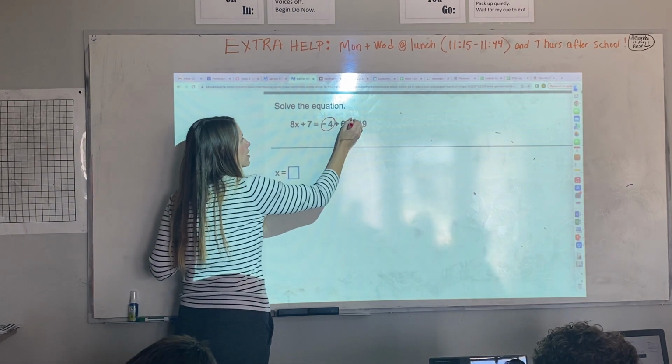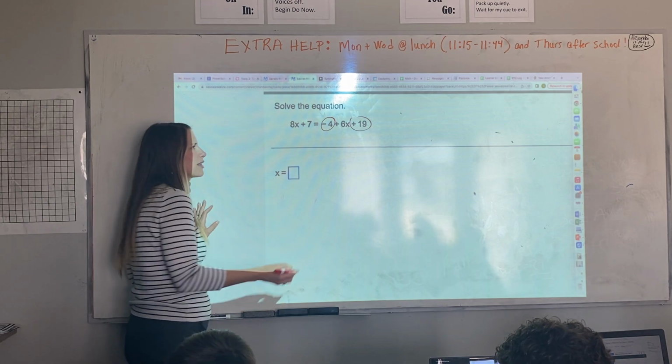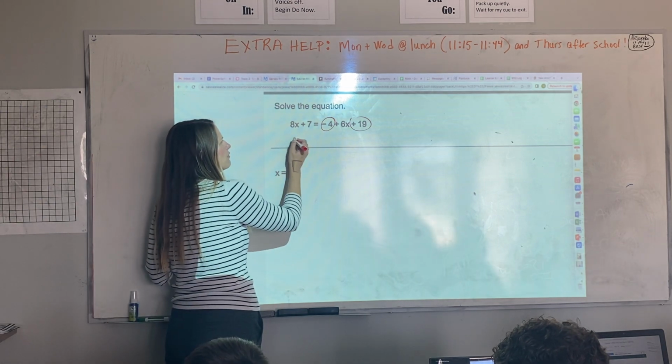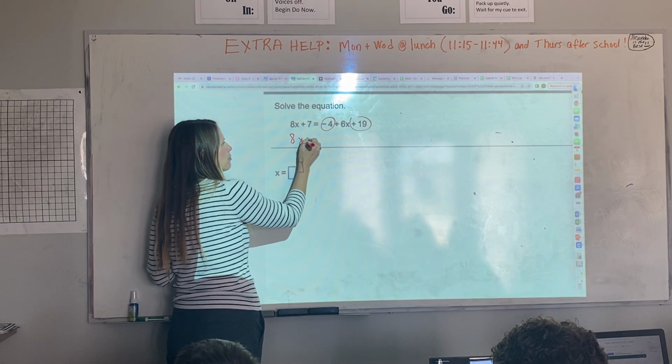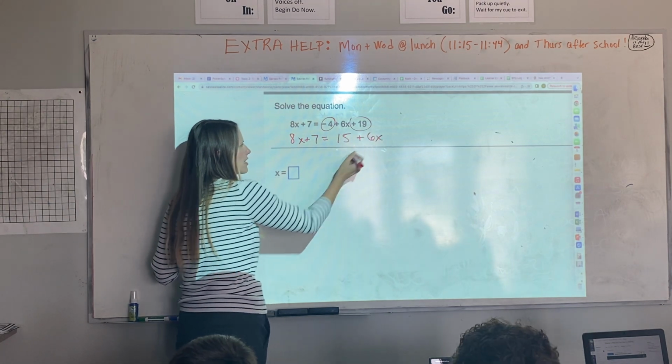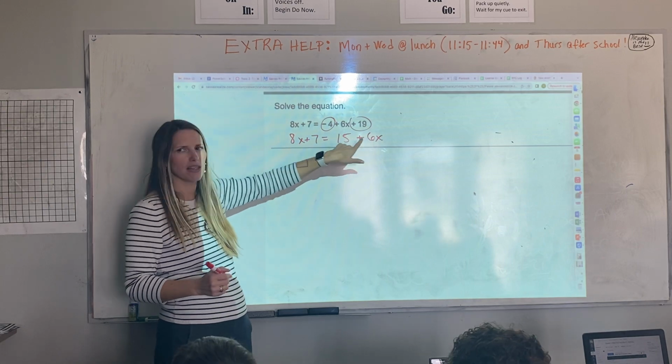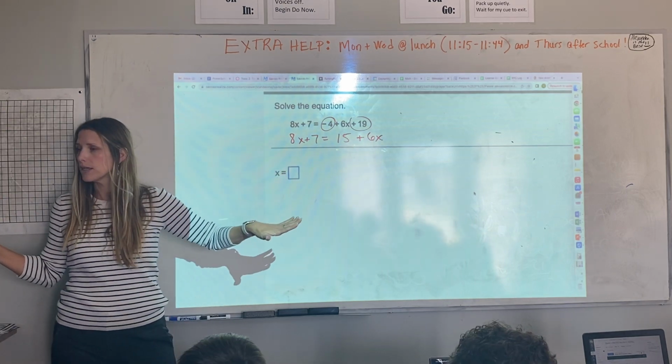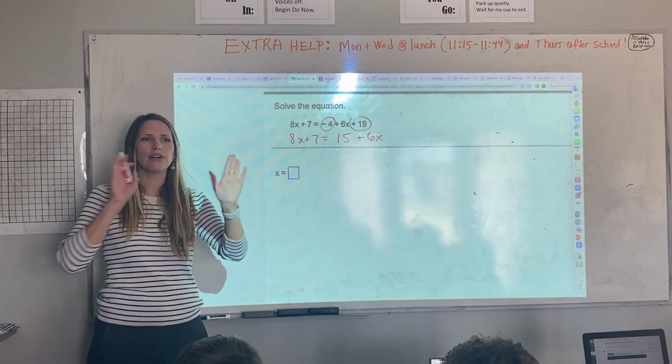So we can combine these terms, which I like to circle with their signs, and we get what? 15. Good, so we have 8x plus 7 equals 15 plus 6x. If I had written the 6x here and the 15 there, would that be okay? Yes. Absolutely, commutative property of addition.